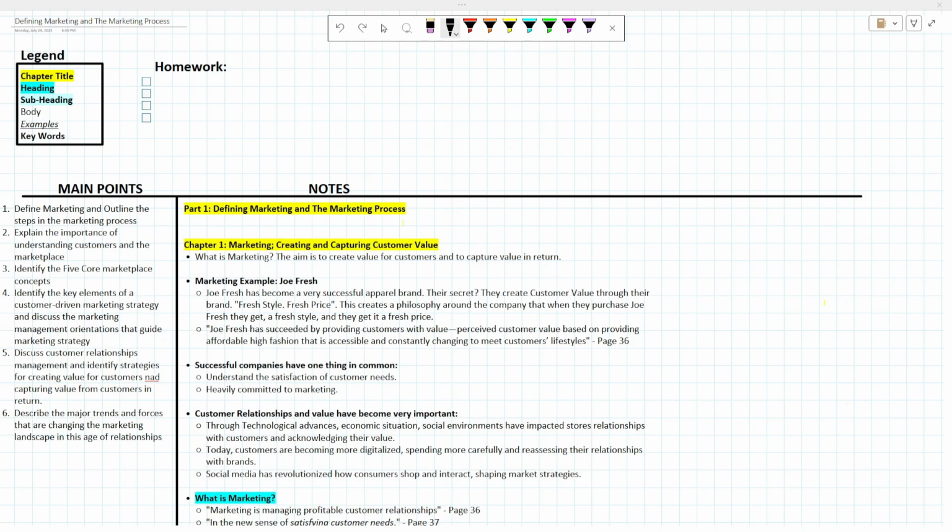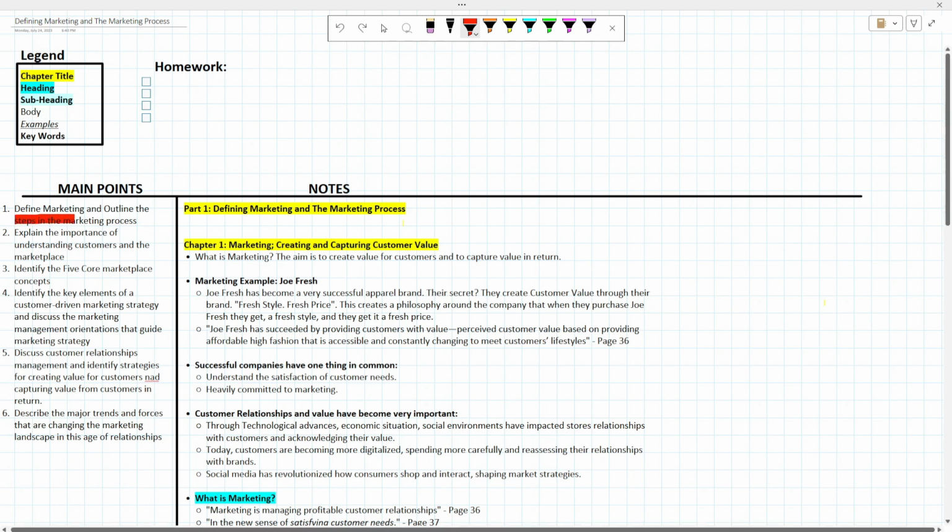Alright guys, so I'm going to be explaining Comm 223, defining marketing and the marketing process. So let's start with part 1, defining marketing and the marketing process. On the left here, I wrote the 6 main points that we'll be going through in the whole video. So here, 1, define marketing and outline the steps in the marketing process.